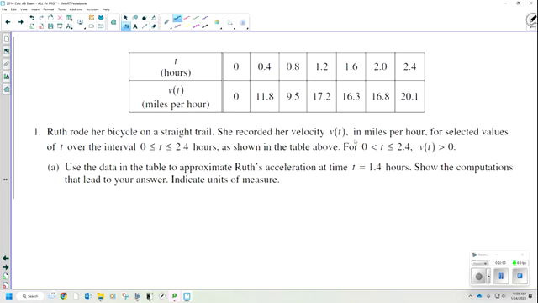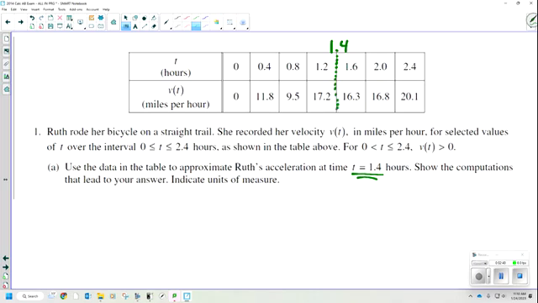So 1A asks us, use the data in the table to approximate Ruth's acceleration at time t equals 1.4 hours. Show the computations that lead to your answer. This is a very easy question to do, and I'm glad we're starting with this one. I love tables and charts and graphs. So let's take a look at this. 1.4 would be right here.